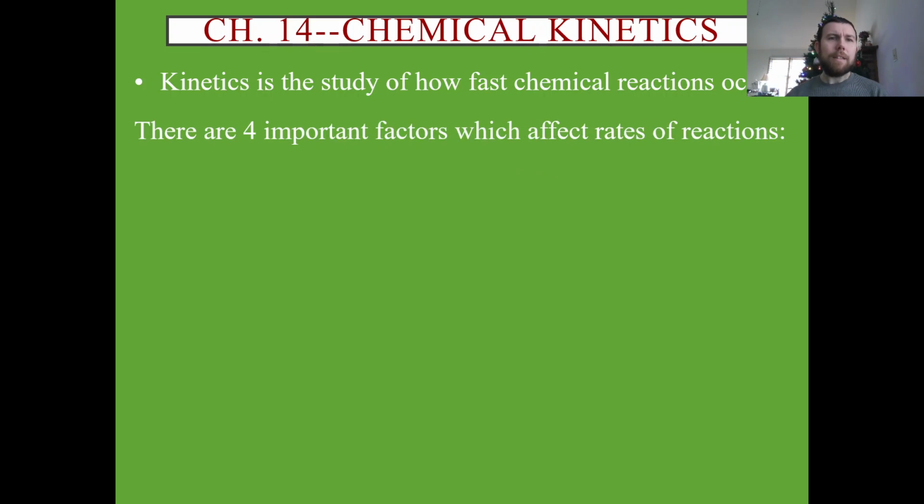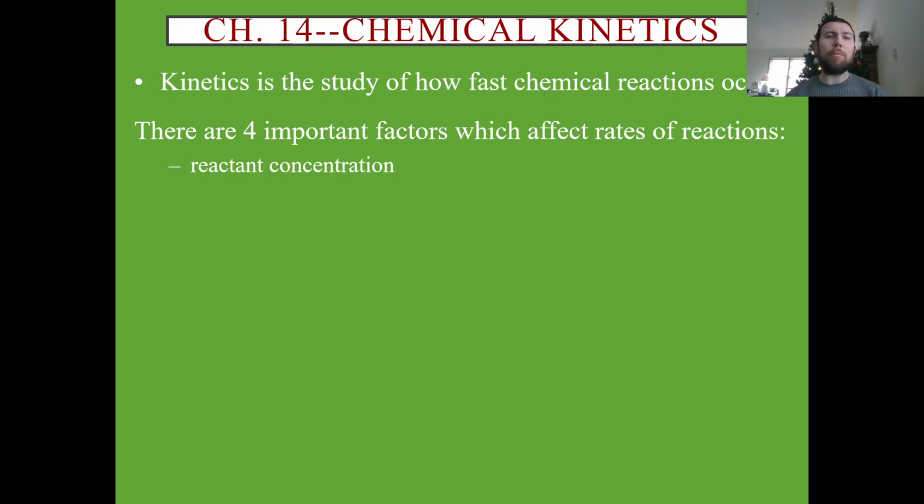Okay. Now, as we start to look at kinetics and these things that impact rates of chemical reactions, we need to understand that there are 4 factors that are going to influence how quickly or how slowly our chemical processes are going to take place.